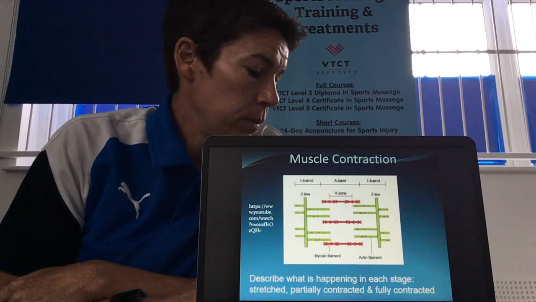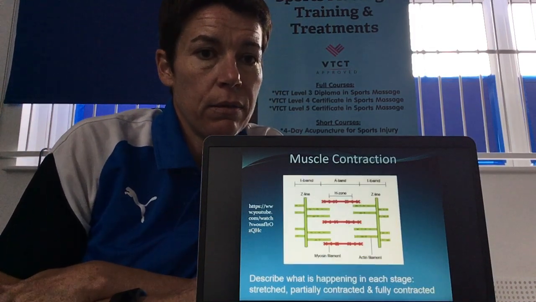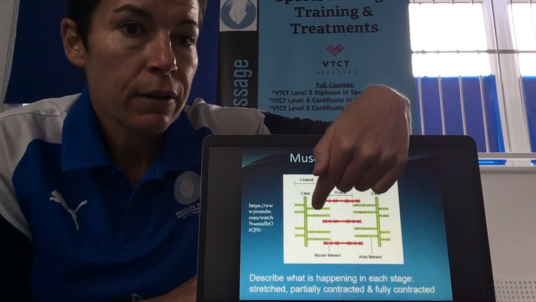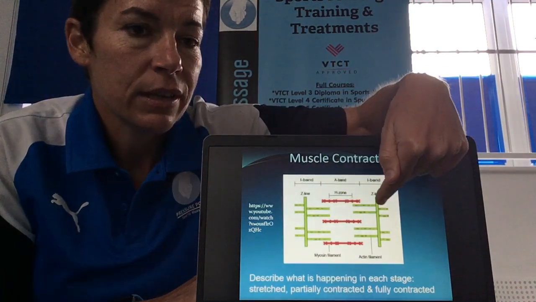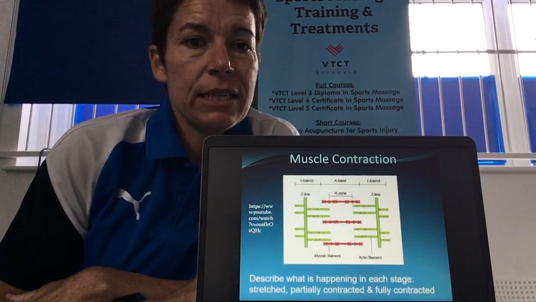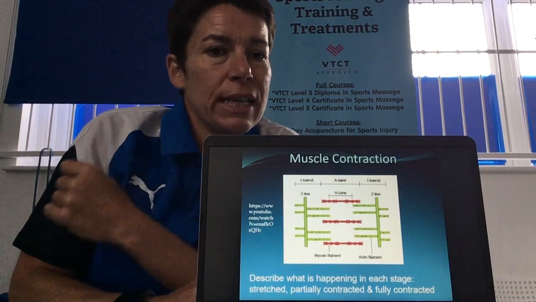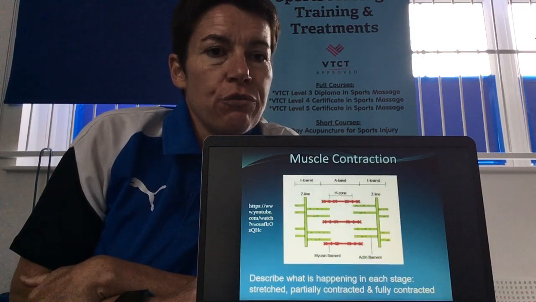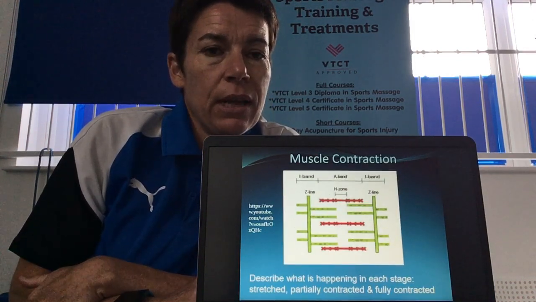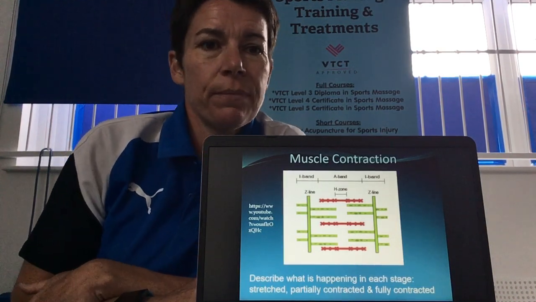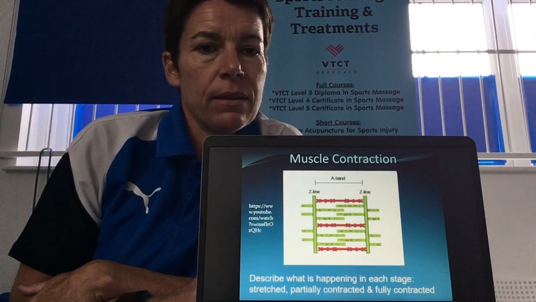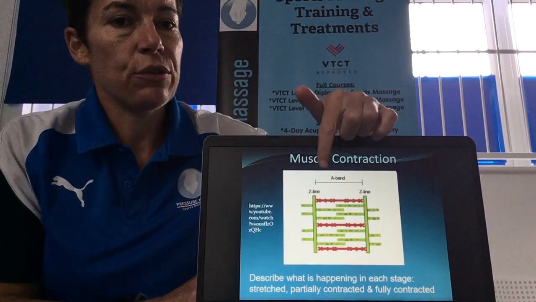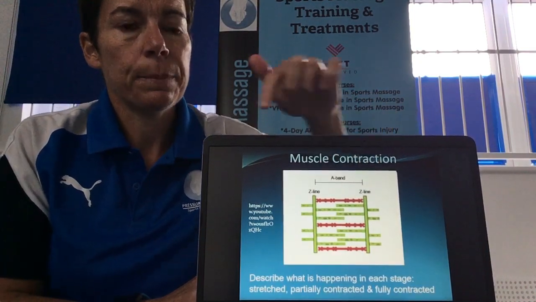If we have a look at this diagram, you can think of those as your own knuckles, where this thick green line here is one knuckle, and that's the other knuckle. So the green on this diagram are the actin, and the red are the myosin. You can see the little myosin heads. You have to think of the 3 states: stretched or lengthened, at rest or normal muscle tone, and contracted. And the distance between these 2 green lines is the sarcomere.